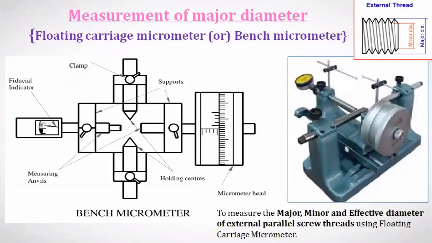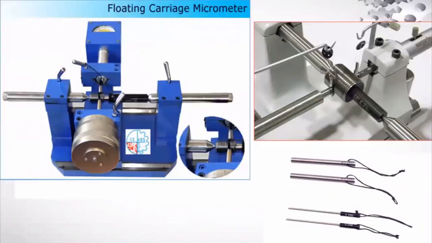Here the external threads will be measured. What we discussed in the last class is the major diameter. For an external thread, the major diameter is measured from crest to crest. So this point is a crest, this point is a crest. For that, these are the measuring anvils. They will come in contact crest to crest because you are measuring the major diameter of external threads.